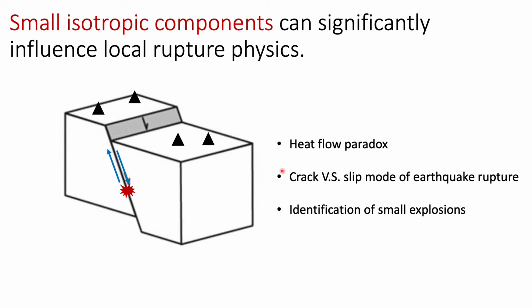And it has important implications for many topics like the heat flow paradox, crack versus slip mode of earthquake ruptures. It can also help to identify small explosions from earthquake shear motions.